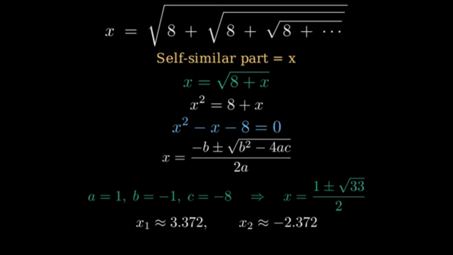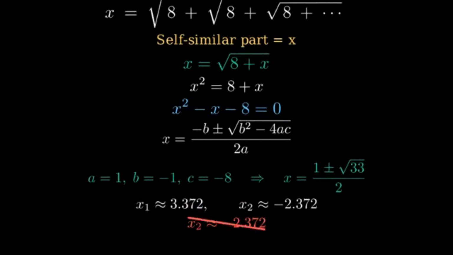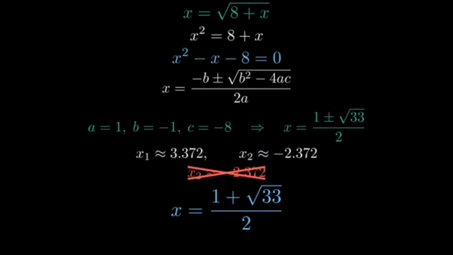Remember, the square root function returns a non-negative value, so the entire expression must be positive. We discard the negative root and keep the positive one only, so the exact value is 1 plus the square root of 33, all over 2.